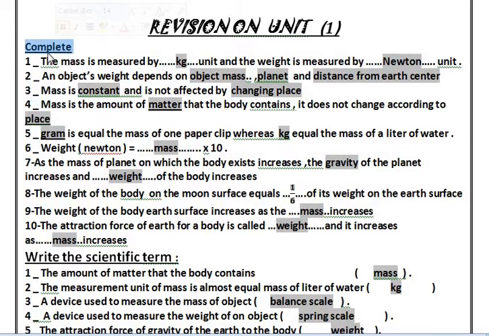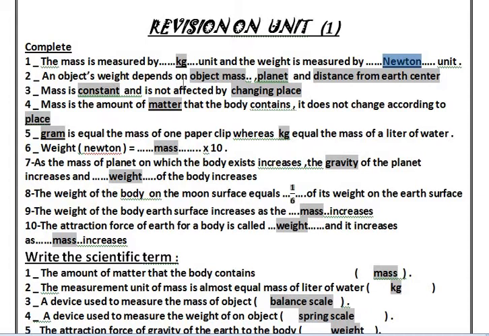First, complete. Number 1. Mass is measured by space unit and the weight is measured by space unit. The mass is measured by kilogram unit while the weight is measured by Newton unit. Number 2. An object weight depends on.